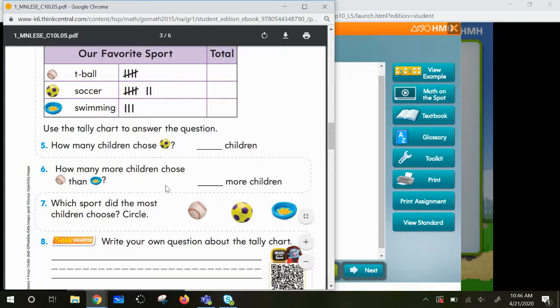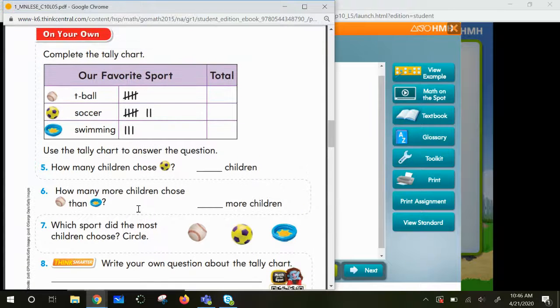Number 6, how many more children chose baseball than swimming? Keyword, more than. How many more children chose baseball than swimming? Number 7, which sport did the most children choose? And circle it. And number 8, write your very own question about the tally chart.